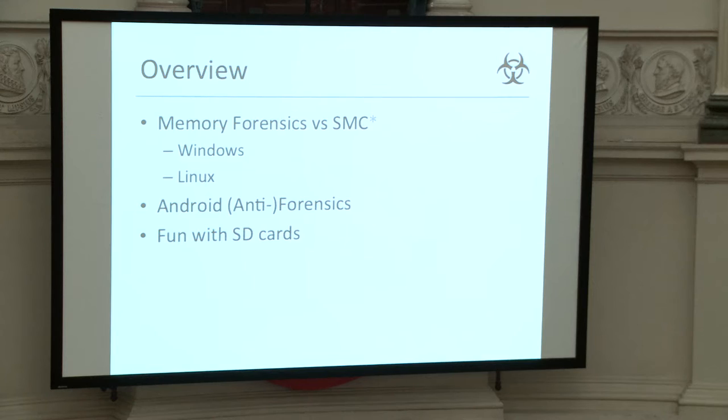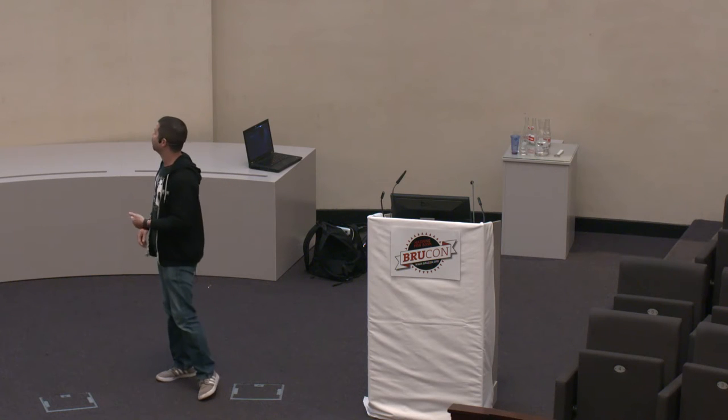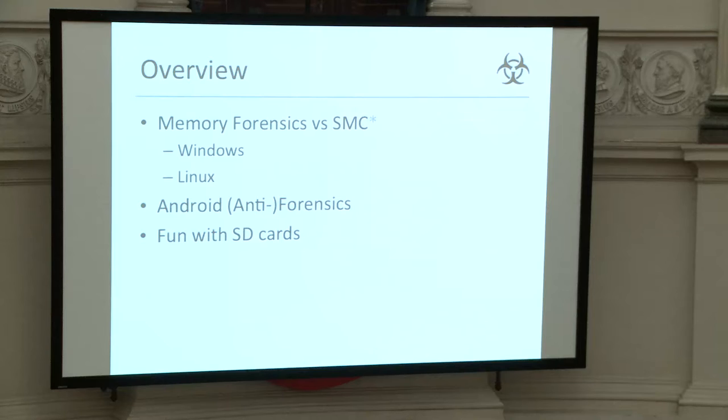So here's what we're going to cover today. I'm actually going to pick up where I left off from the last time I was at BruCON. We'll look at some anti-forensics stuff you can do running in memory, in the context of being an attacker on a system. So if you've got some malware that you don't want to be acquired or analyzed by a forensics investigator or an IR team, you have some tools at your disposal. So we'll take a look at what you can do both in Windows and Linux.